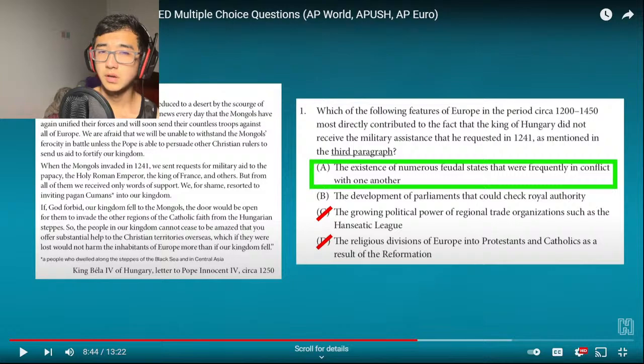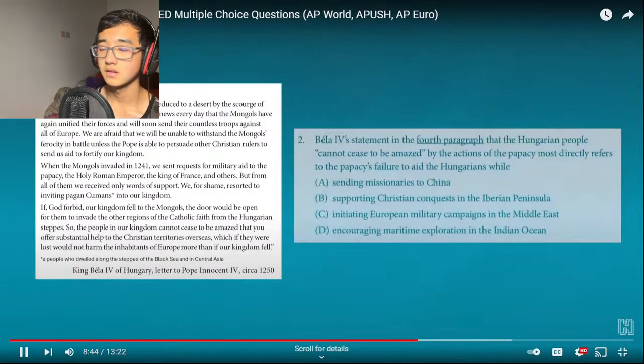But why is B wrong though? He didn't explain that. He just says it's a distractor. Okay, but why? Time. All right, let's look at the second question.